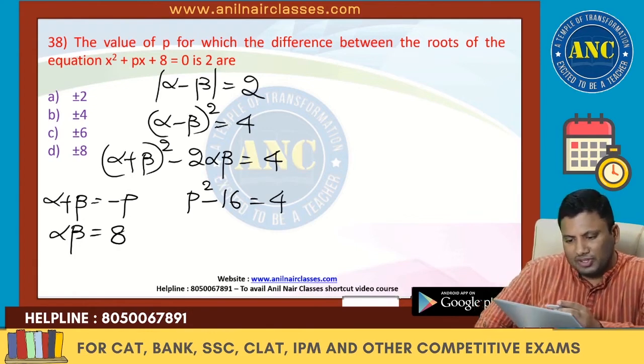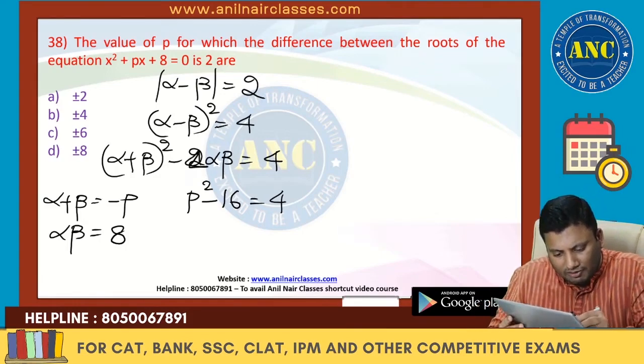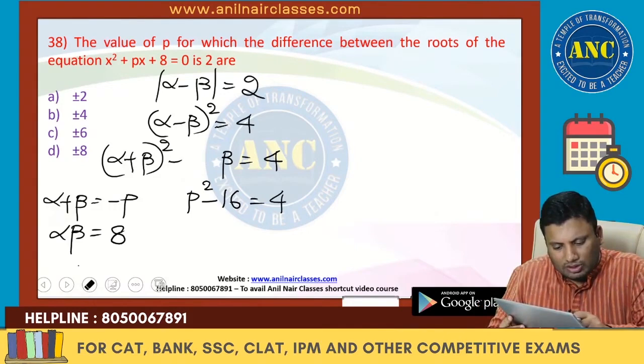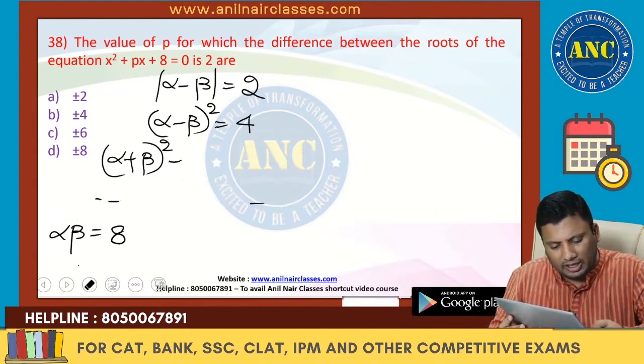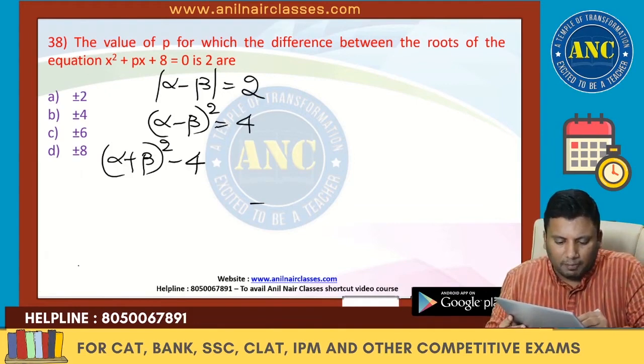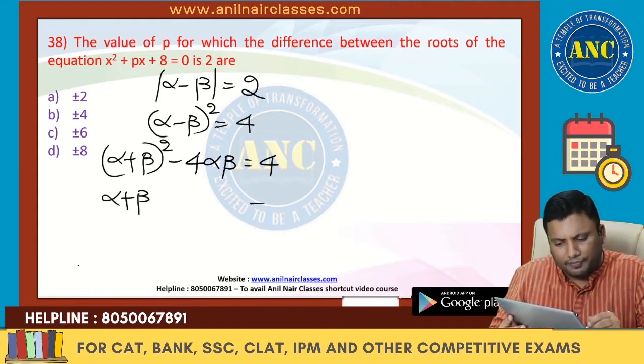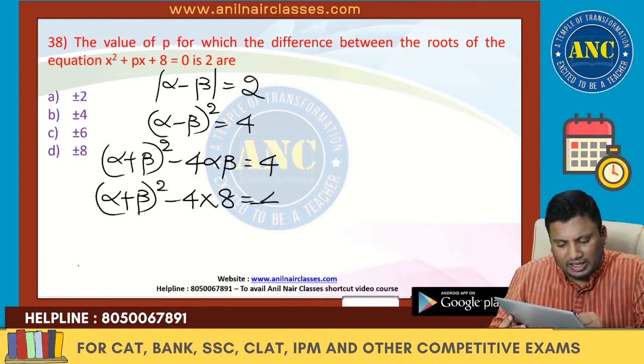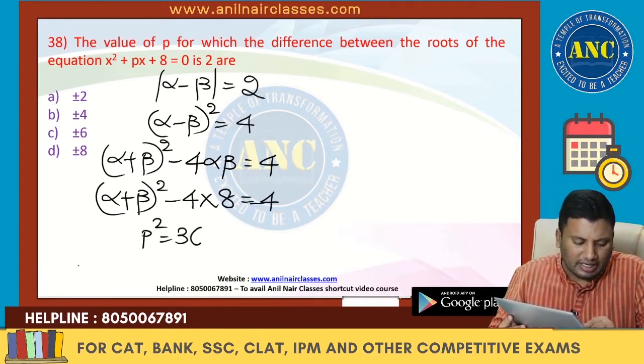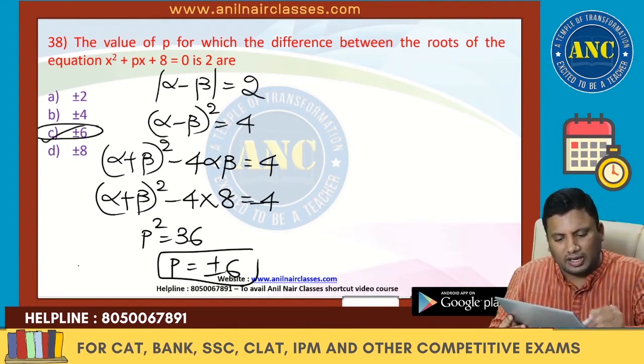The value of p for which the difference of the roots of the equation is 2. Alpha minus beta is 2. Square is, okay, this is minus 4 alpha beta. Sometimes when I make a mistake somewhere, my experience triggers me saying that you are getting a wrong answer. Alpha plus beta whole square minus 4 into alpha beta is 8. So p square equivalent to 36. p value is plus or minus 6. Easy question.